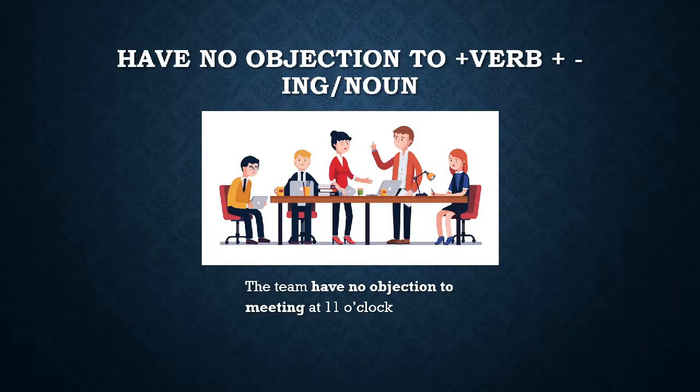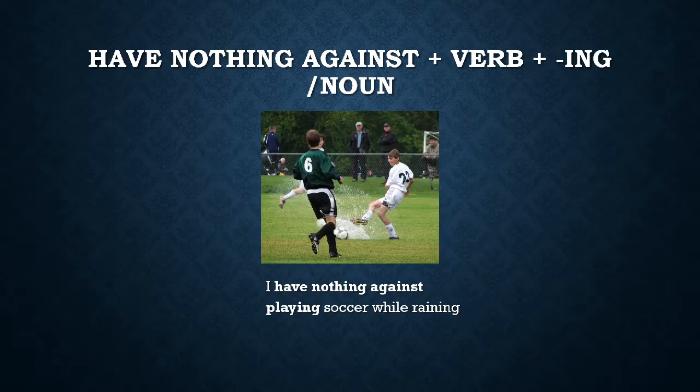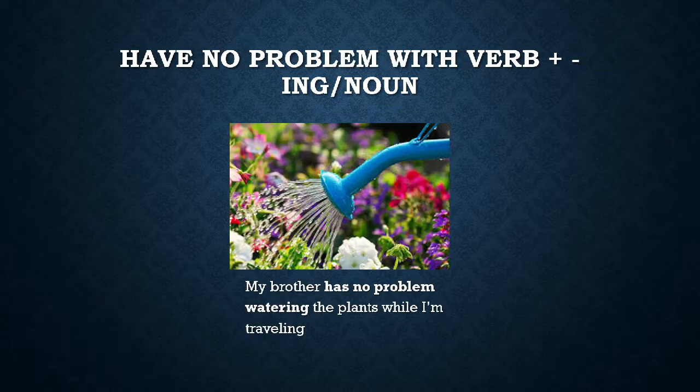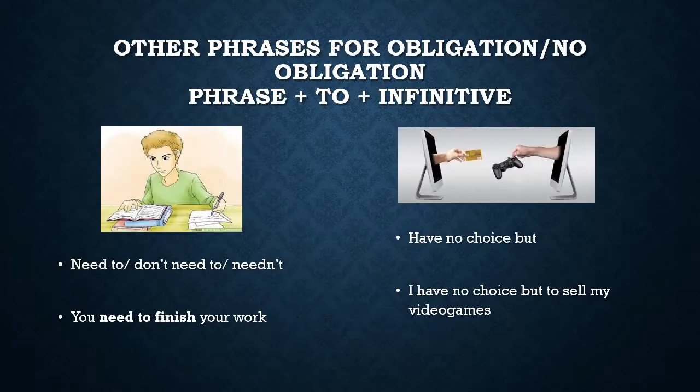Have no objection to plus verb plus ing. The team has no objection to meeting at 11 o'clock. Have nothing against plus verb plus ing. I have nothing against playing soccer while raining. Have no problem with verb plus ing. My brother has no problem watering the plants while I am traveling.